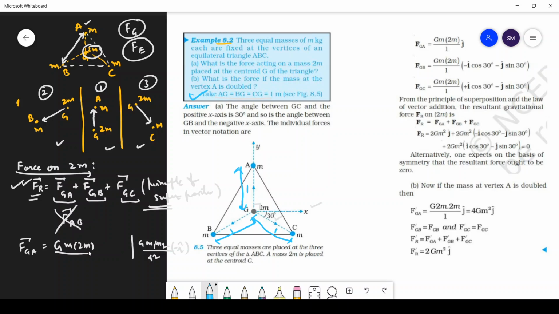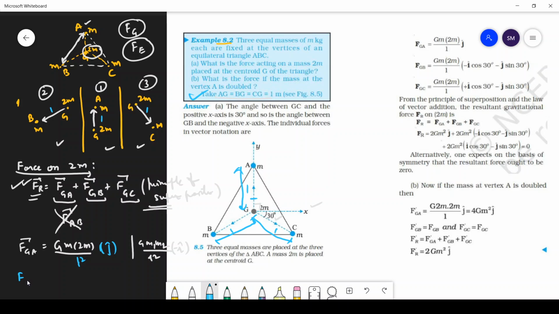Now, what is the distance? It is given to us that this distance is 1, this distance is also 1, and this distance is also 1. So very simple, the distance is 1 square. Now what about the direction? What is the direction of GA? You can clearly see that this is along the y-axis. So the unit direction of the y-axis is j cap. That is why I multiplied with j cap.